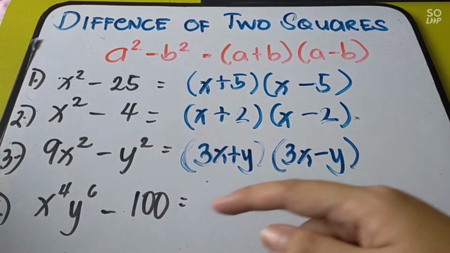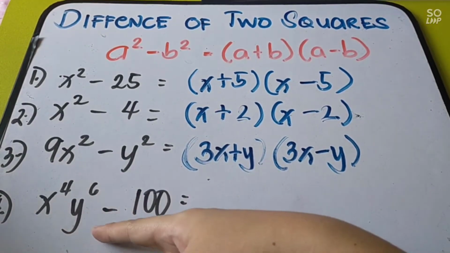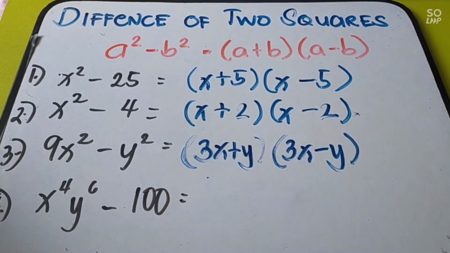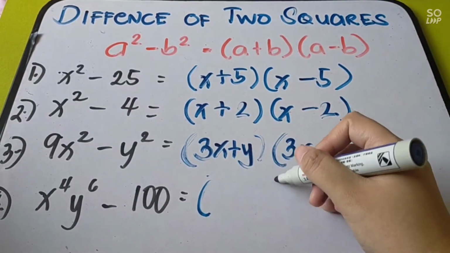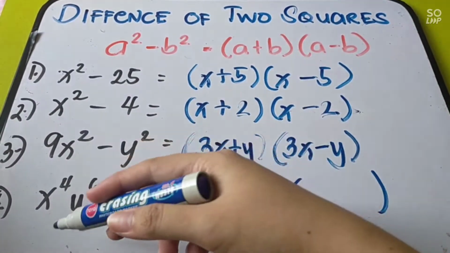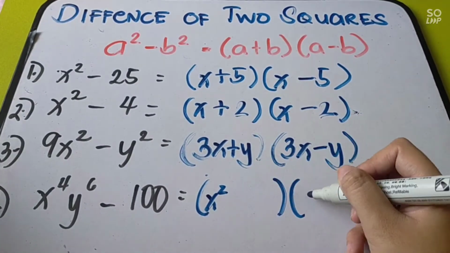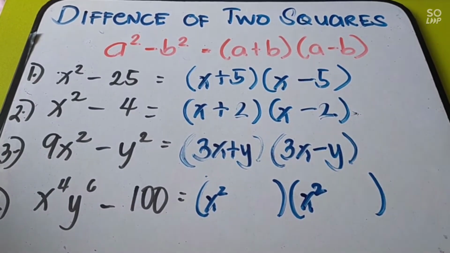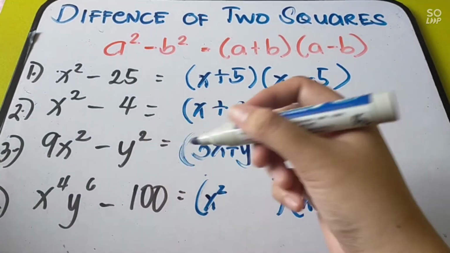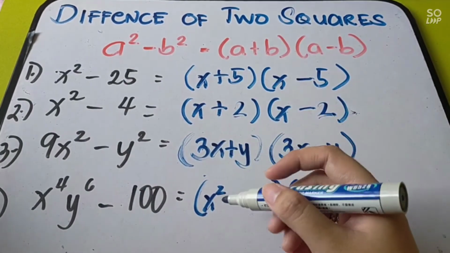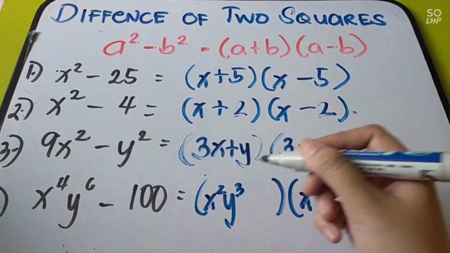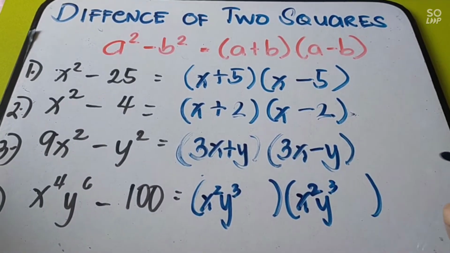Next tayo. Number 4. X raised to 4, y raised to 6 minus 100. So, we have here open, close, open, close. X raised to 4, pag hinati mo siya, magiging x squared at saka x squared. Ganun lang kasimple. Si y raised to 6, pag hinati mo, or find the square root, we have y cubed and then y cubed. Yun lang.